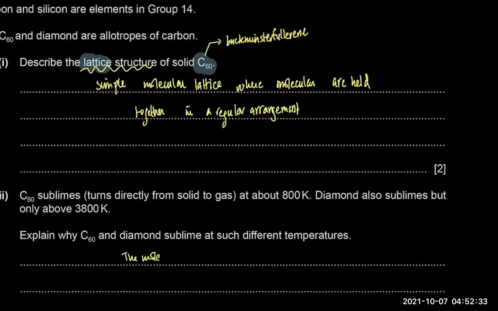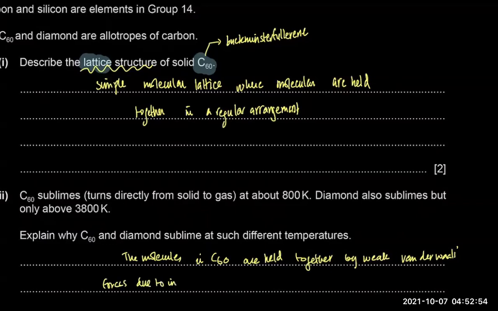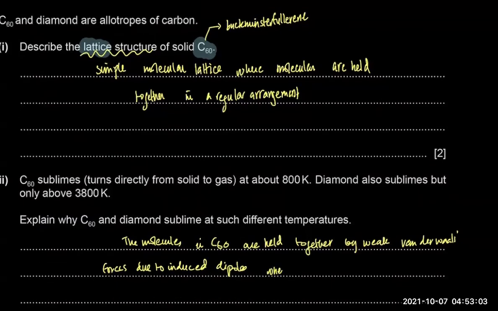So the molecules in C60 are held together by weak van der Waals forces or intermolecular forces due to induced dipoles, right? Whereas diamond exists as a giant covalent structure, right?